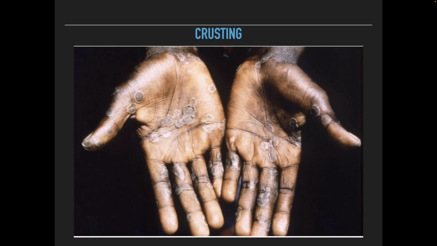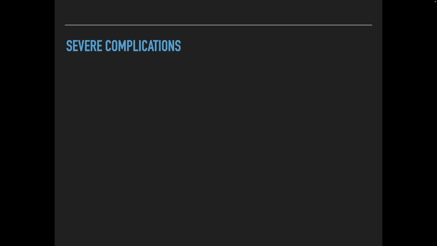Finally, these will crust over and begin to fall off. Once they've all fallen off, you're considered no longer infectious, or no longer able to spread the disease. So one question many people have is, how does monkeypox actually do damage? Well, naturally, if it's all over the skin, it can cause scarring of the skin. If those lesions get to the eyes, it can cause scarring of the cornea, which would cause vision loss.